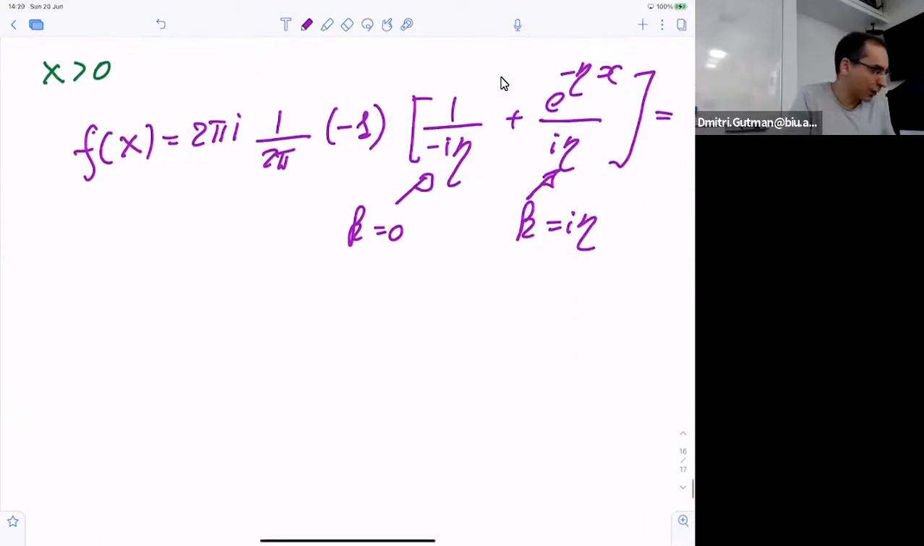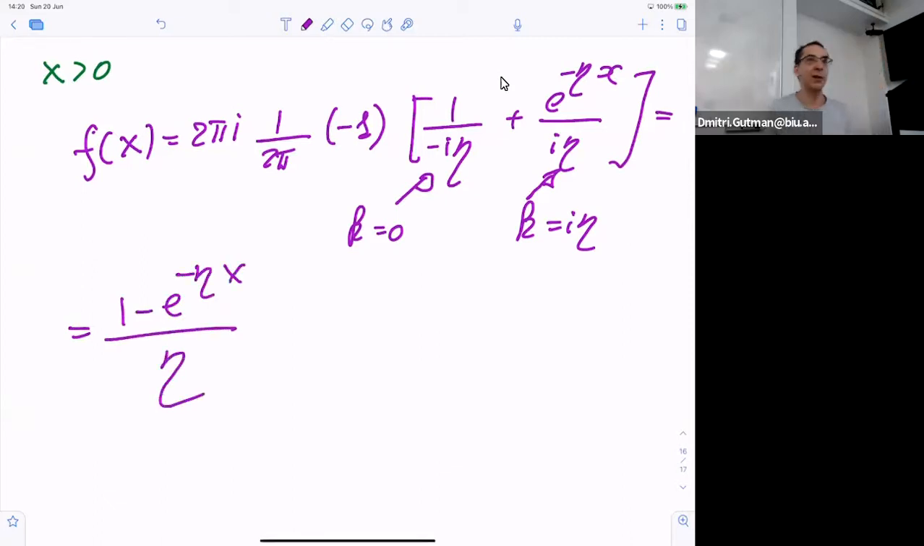And all things together give me (1 − e^{iηx})/η. Lo and behold, the same result we knew we would get from a very simple solution without any Fourier transforms. So here it looked like the Fourier transform enabled us to get the right result.